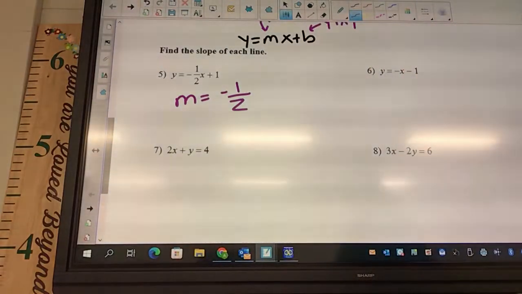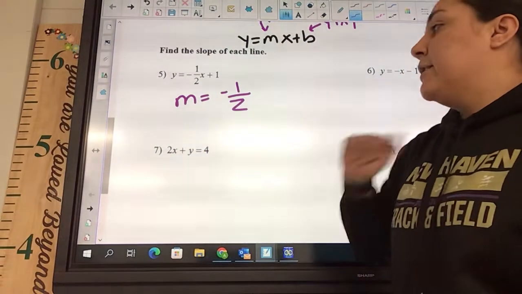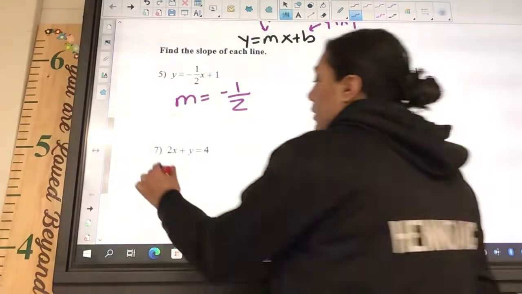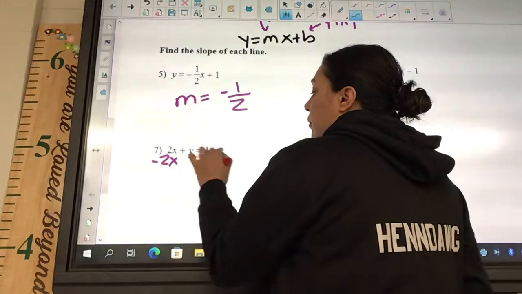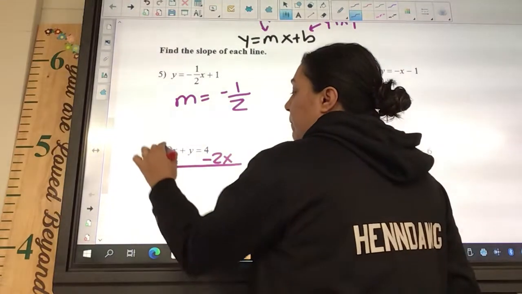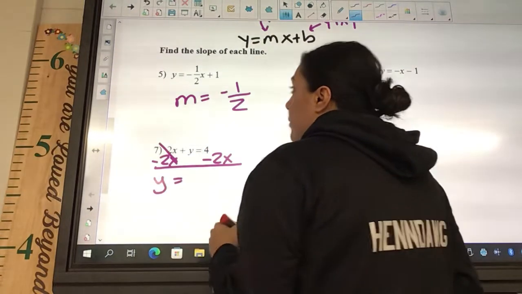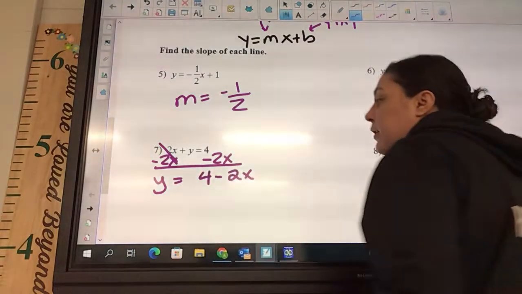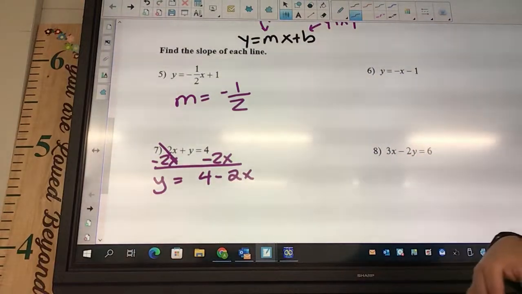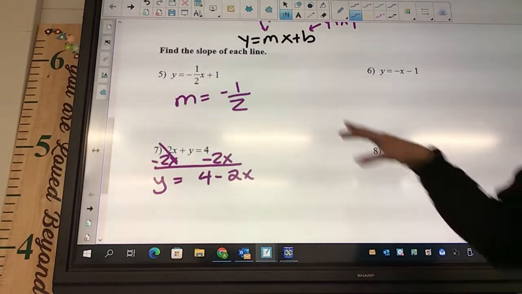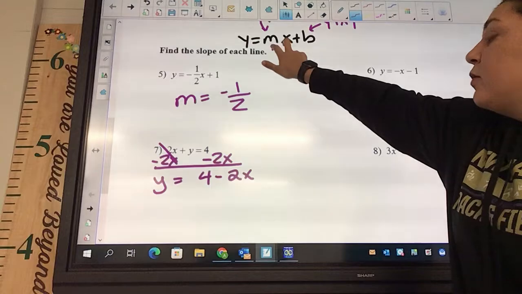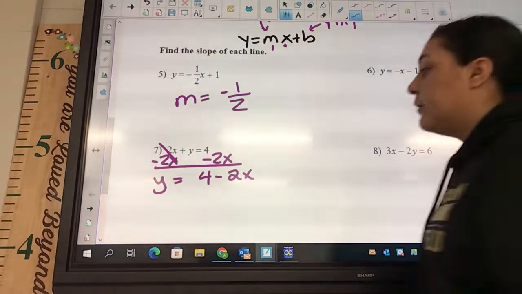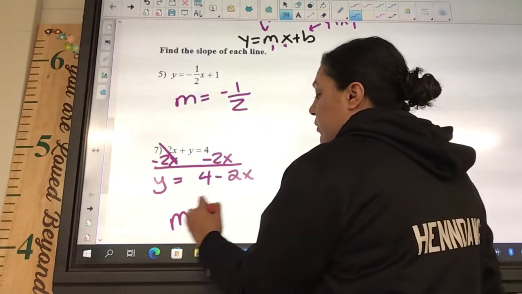Number 7, same thing. We look, and our y is not by itself, so we need to get it by itself first. So we're going to say minus 2x, minus 2x. You're going to get y equals 4 minus 2x. You just write it out, but you leave it in a straight line, and your m is attached to the x. So we look here and say, well, what's attached to the x? Your slope is going to be that negative 2. So you say m equals negative 2.